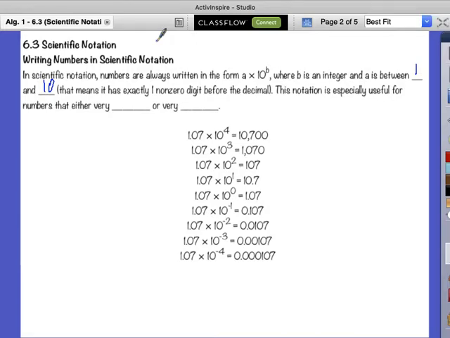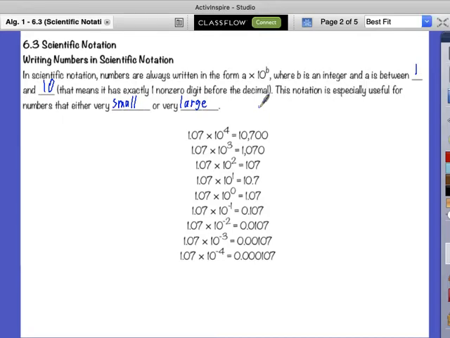This notation is especially useful for numbers that are either very small or very big. Aren't they mostly used for large numbers? Either way, they're either used for very small numbers or very large numbers.